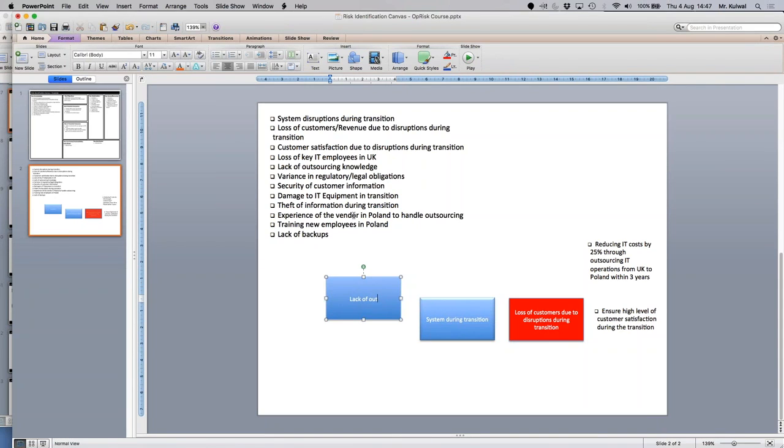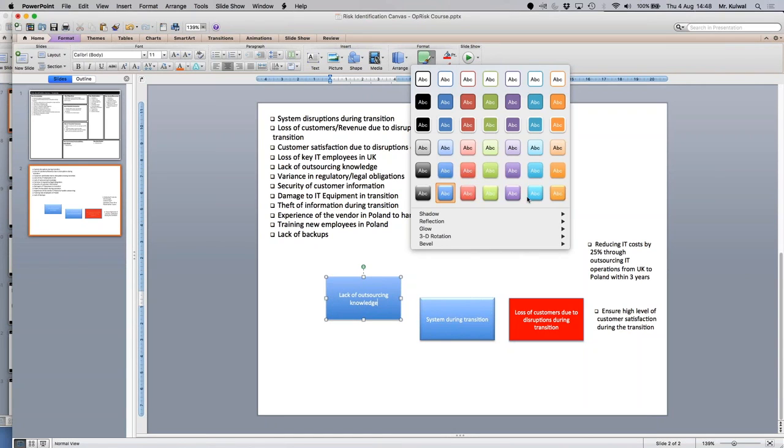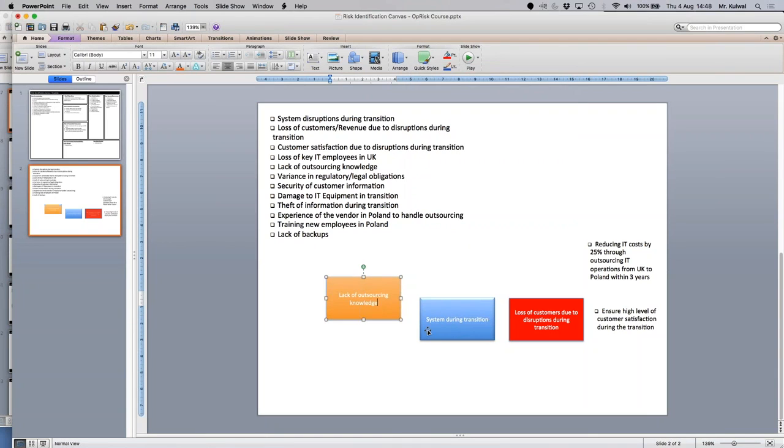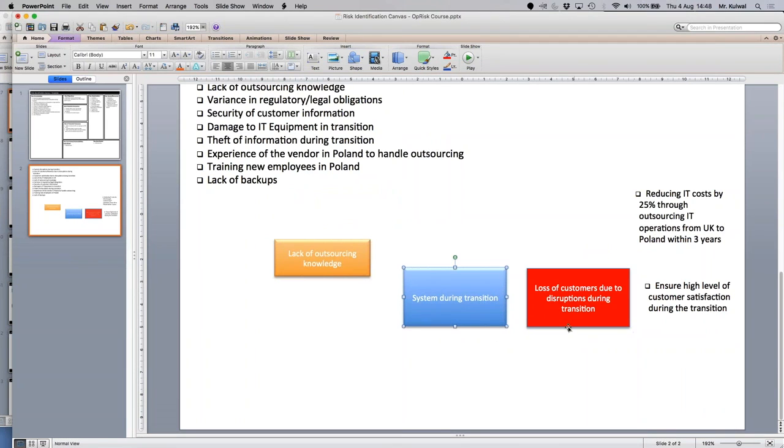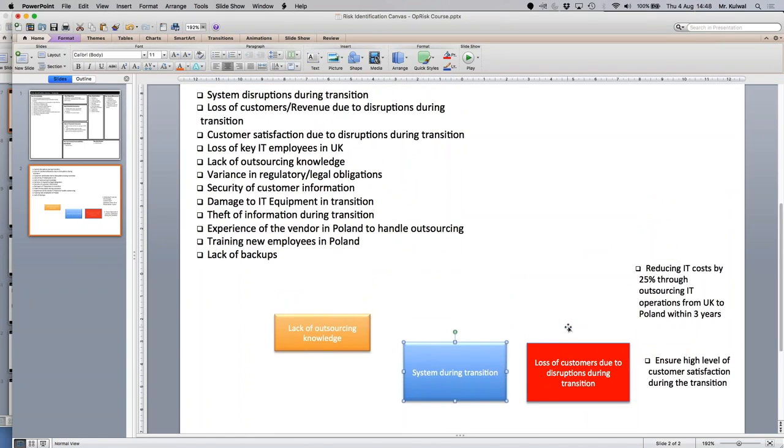we had something around lack of outsourcing knowledge. That could be one example, that if we do not know how these outsourcing projects work, then that could become an example of a cause where we may make some assumptions, which may then result in those system disruptions. Okay, let me just zoom a little bit.